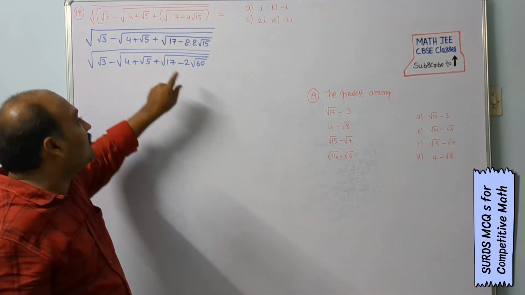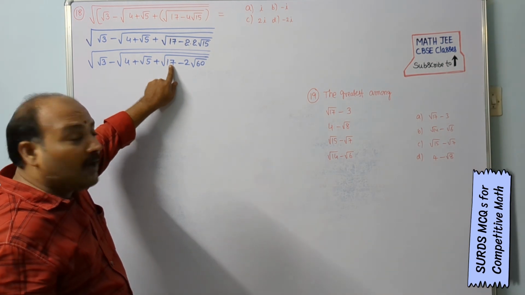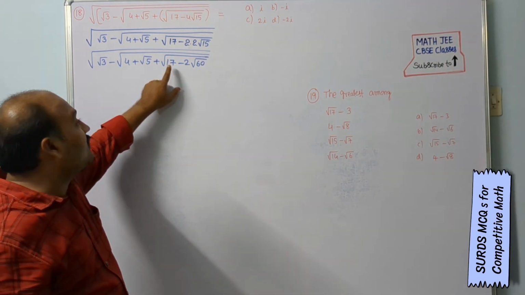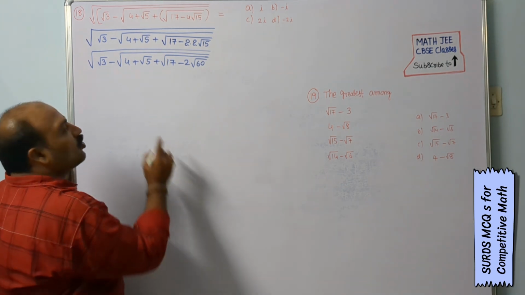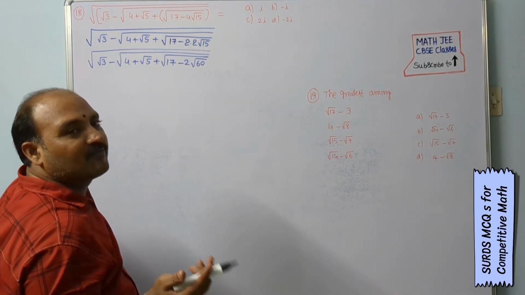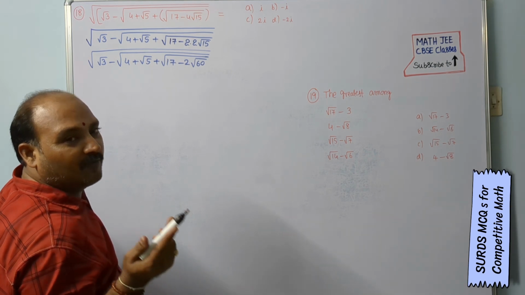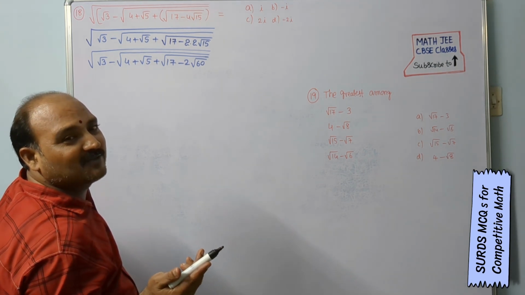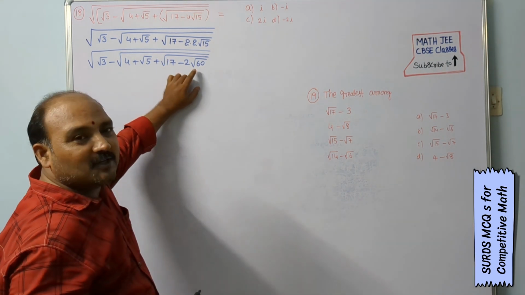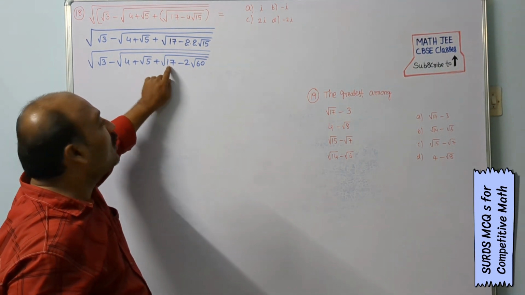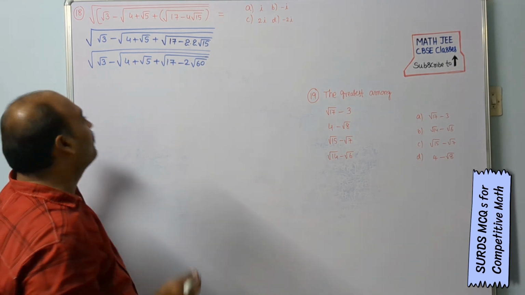60 factors, and the sum of the two factors is equal to 17. So what numbers are possible? 60: 10 into 6, 12 into 5, 15 into 4. These many possibilities are getting, dear students. So among that, 12 and 5. 12 into 5, 60. 12 plus 5, 17.